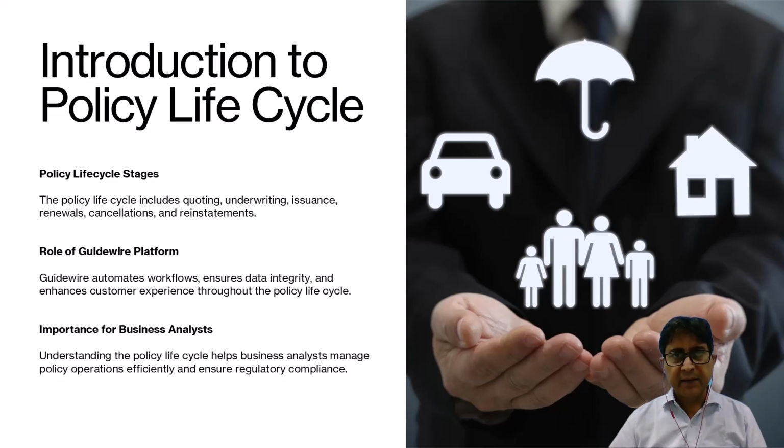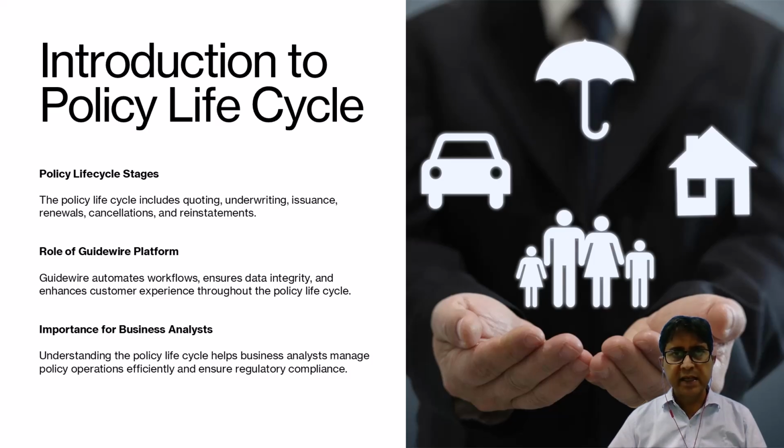Whether it is Guidewire PolicyCenter or any other core insurance system, the key stages of an insurance policy will remain the same. There may be some difference in the nomenclature. The typical policy life cycle stages are submissions, quotation, underwriting, issuance, renewals, cancellations, reinstatements, rewrites, etc.